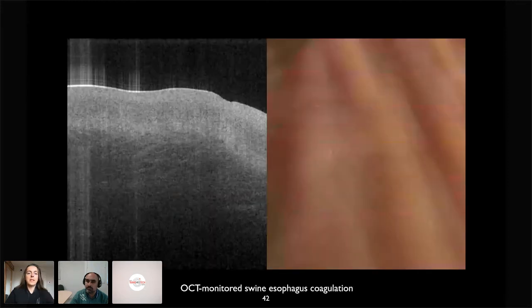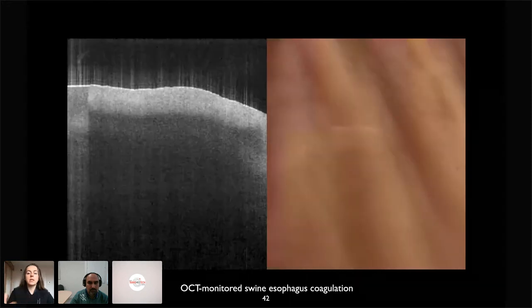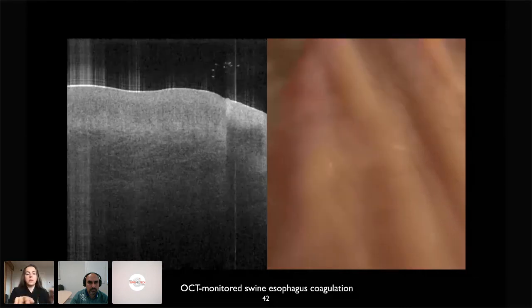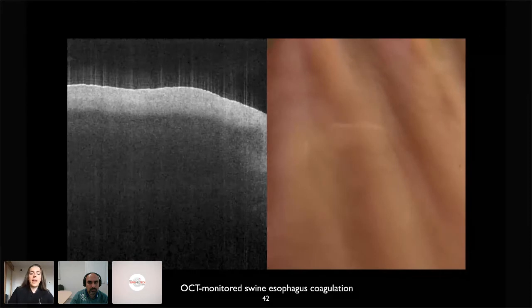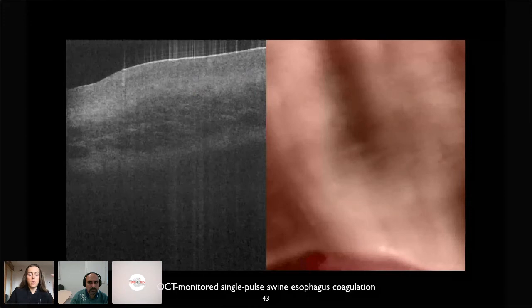So again, porcine esophagus on the left and the visual aspect, so the endoscopy, on the right. And you see that we're following the laser trace on the OCT image that produces the coagulation. She also managed to have a dotted line to show that she can do single pulse coagulation.